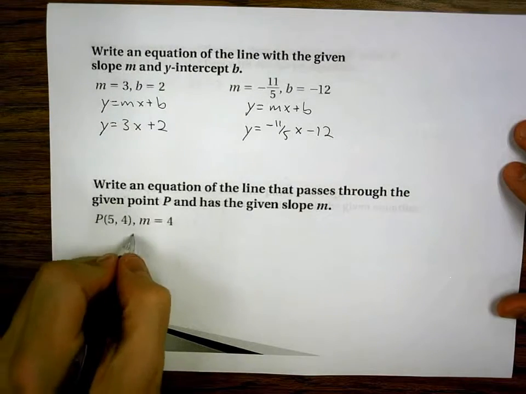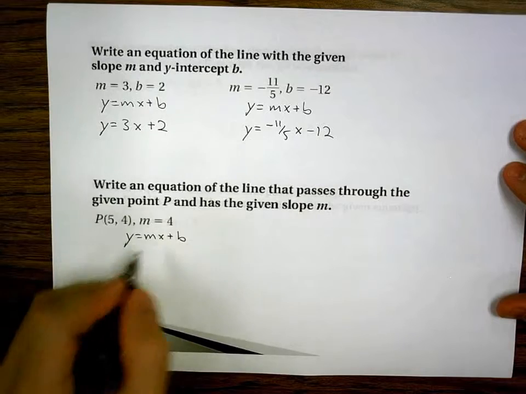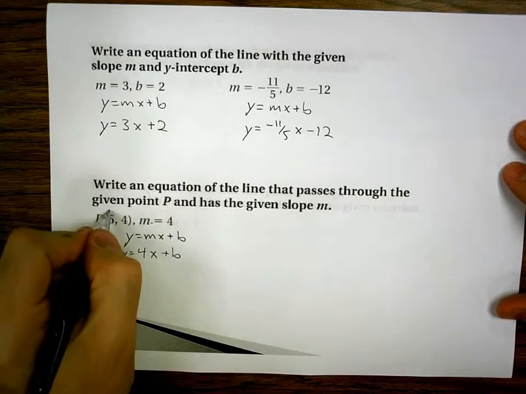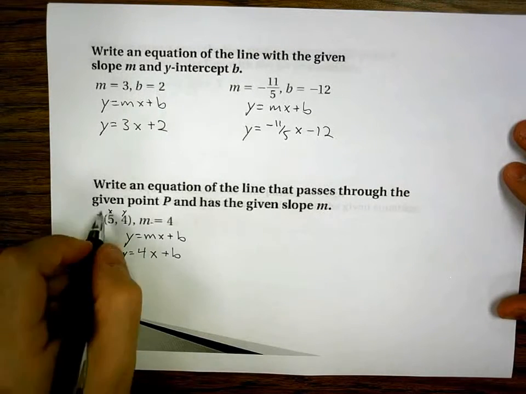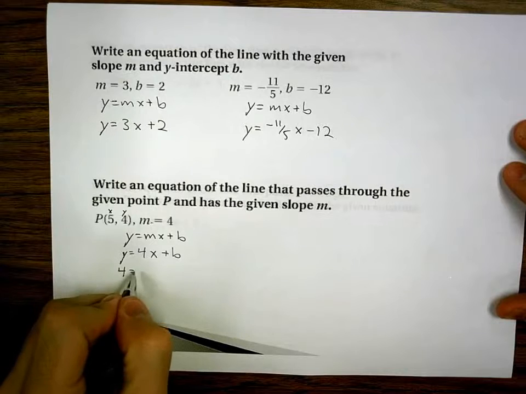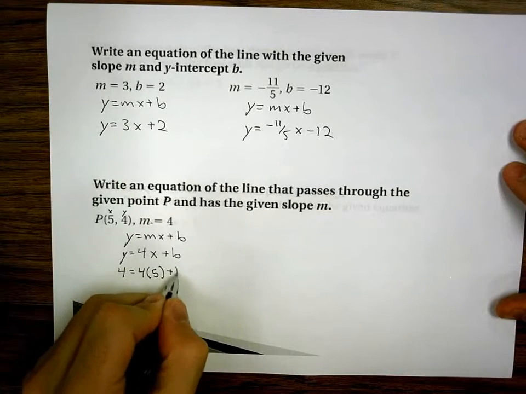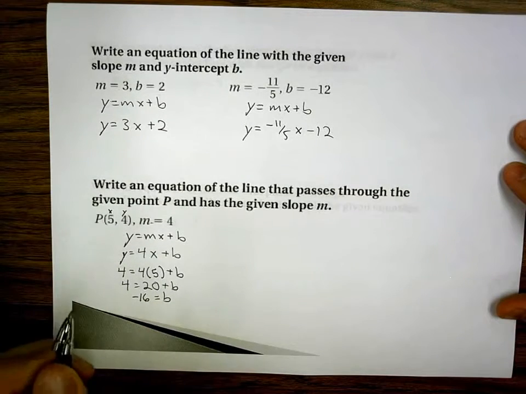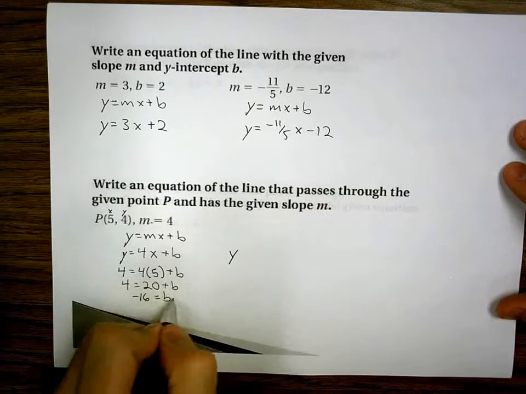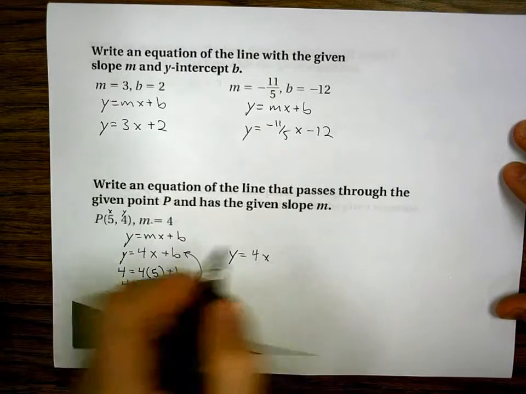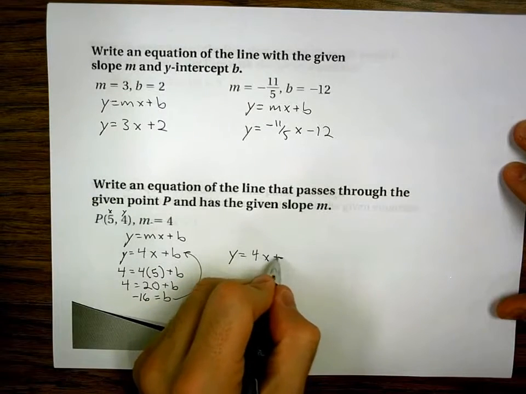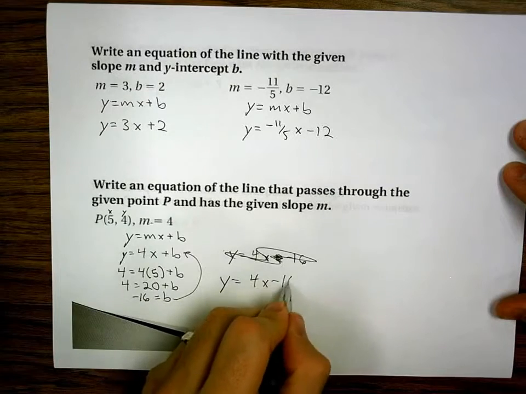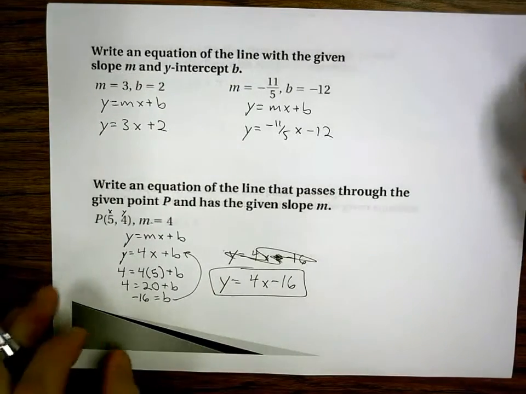Okay, we go to our next one. Y equals mx plus b. Right off the bat, we know that m is 4, but we don't know our y-intercept. Now, this point we do know is x, y. So I'm going to substitute in 4 for y, 5 for x. So b is -16 once I solve. So now I can put it back up here, and it's 4x minus 16. Y equals 4x minus 16 as my equation.